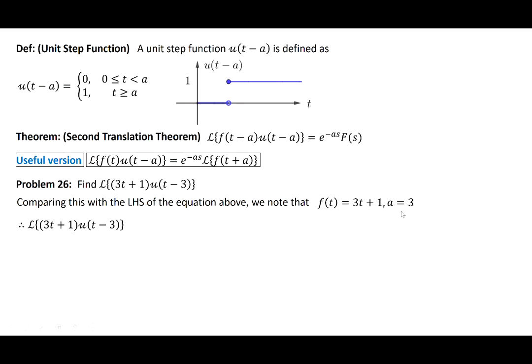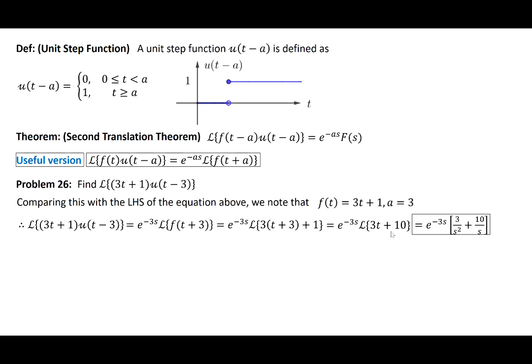We note that f of t is 3t plus 1 and a is 3. And so Laplace of all of this is nothing but e to the negative 3s, times Laplace of f of t plus 3, which is 3 times t plus 3 plus 1. Cool? So you really have to understand this one. I'll do a few more examples, but if you need to pause and rewind and go again, please do that. Then it becomes a very simple problem. Laplace of 3t plus 10 is a piece of cake, and so that's the answer. Okay, next.